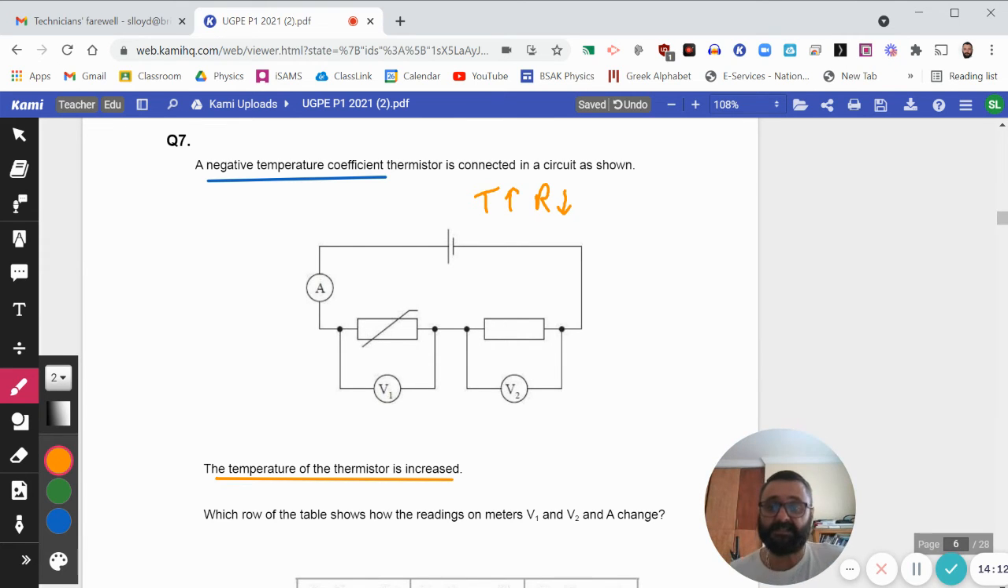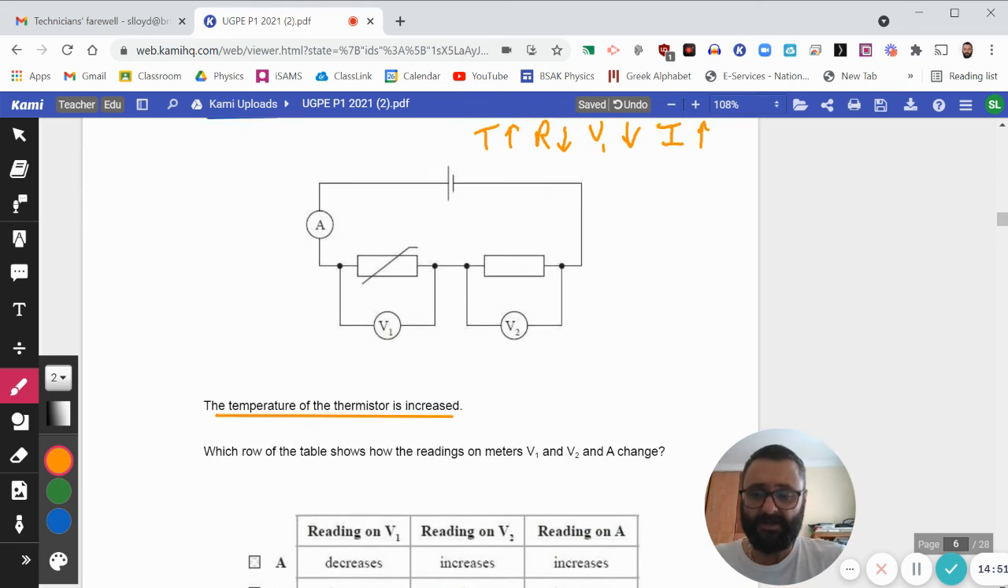If the resistance of the thermistor goes down, the voltage across the thermistor must also go down. If the resistance of the thermistor goes down, the total resistance in the circuit goes down. If the total resistance in the circuit goes down, the total current in the circuit must go up. Okay, it's really important. You look at a circuit like that, just map out what's happening with the quantities. And then you shouldn't go wrong.